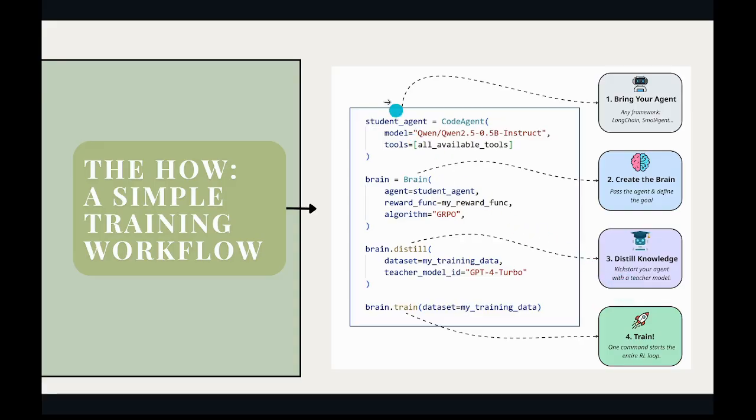This architecture supports a streamlined training workflow. First, users can bring their own agent, implemented in an existing framework such as LangChain or smolagents. Second, the agent is wrapped by the ToolBrain brain, where the training strategy and optimization objectives are specified. Third, the agent can be initialized through knowledge distillation from a stronger teacher model, providing a useful starting point for learning. Finally, a single training command launches the reinforcement learning pipeline, with the remaining optimization handled automatically by the framework.